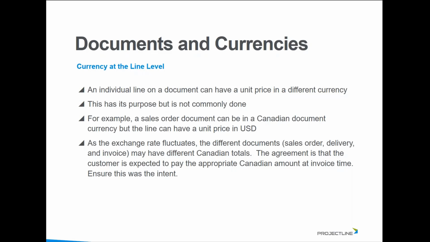So when you start that first document and price it that way, the agreement with the customer would be saying, you're expected to pay the appropriate Canadian amount of that US line at the time. So as I say, this has its purposes, but not commonly done. So if you're doing this, ensure this is your intent. So we're going to look at sales order number 355 and follow it through.